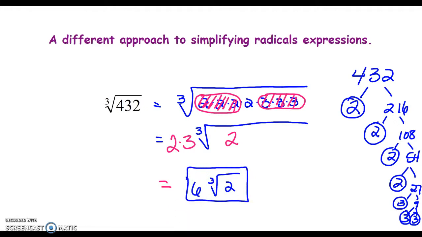All right, how do you like that approach? Yeah, I think this might work for some people. This really gets down to the root of what's happening here. Bare bones. All right, so let's take a look at simplifying some of these expressions that have a variable in them.